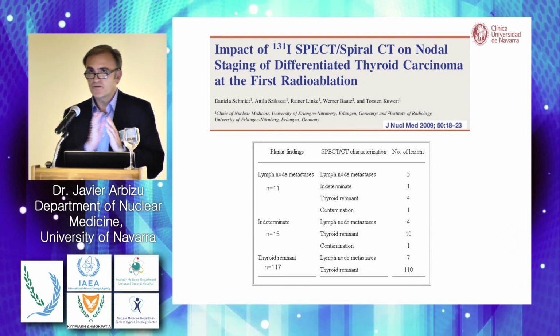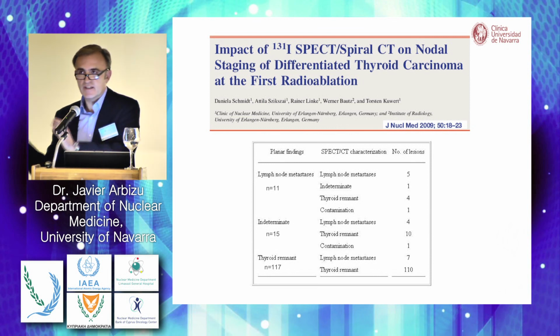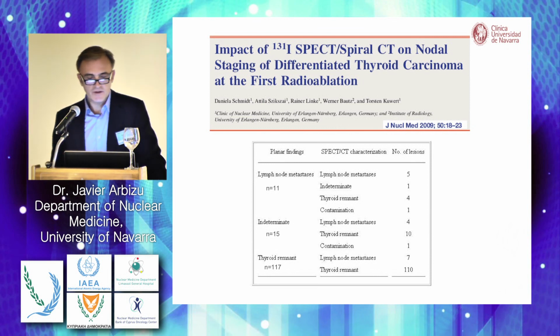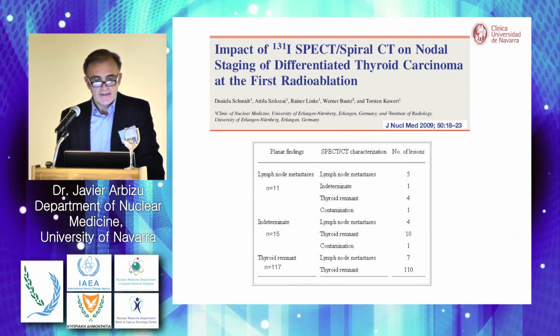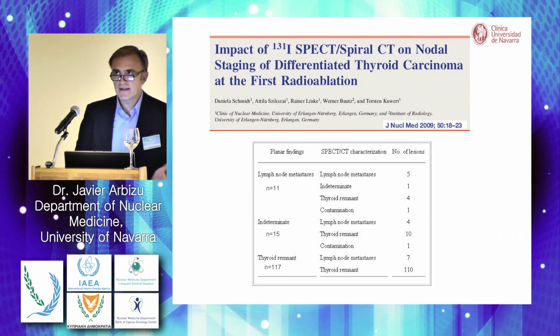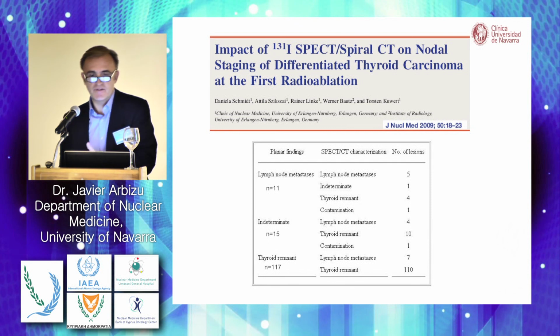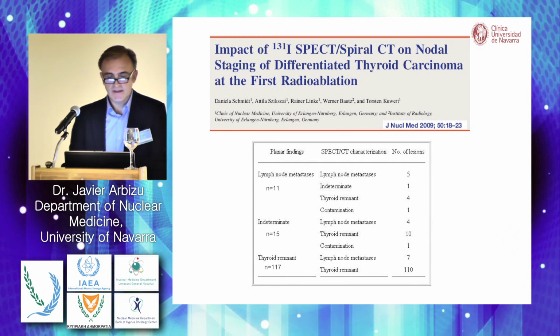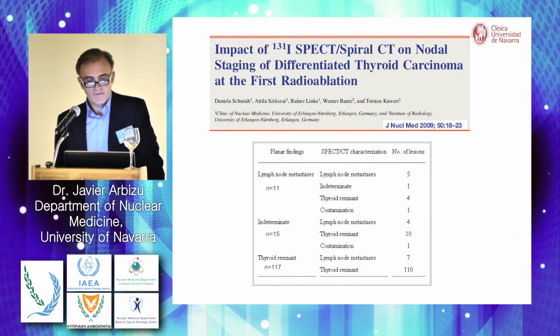So it's important to differentiate lymph nodes from residual or physiological uptake of radioiodine. The number of indeterminate foci is clearly reduced by the use of a SPECT CT. So sometimes we cannot say exactly which is lymph node and which is physiological. So using the SPECT CT, we can go further and try to define what this uptake is.